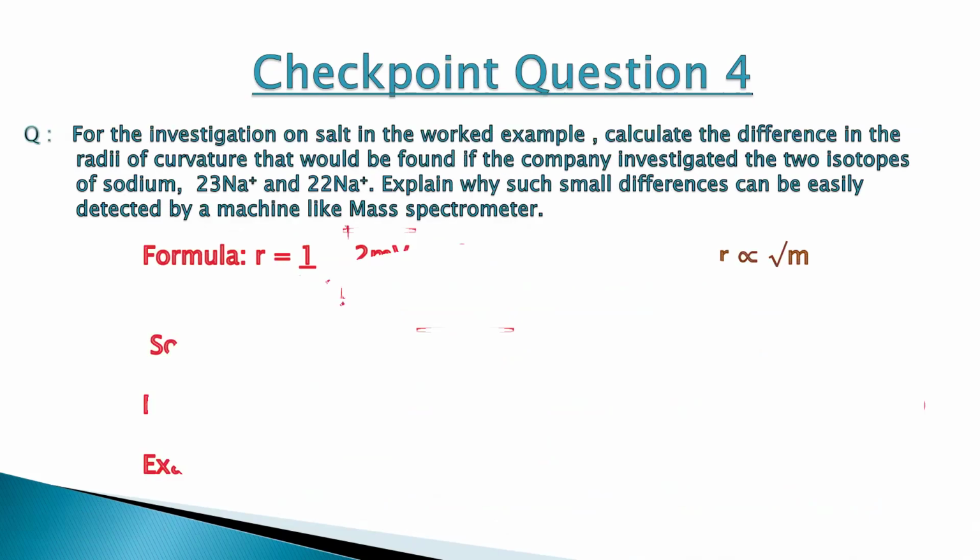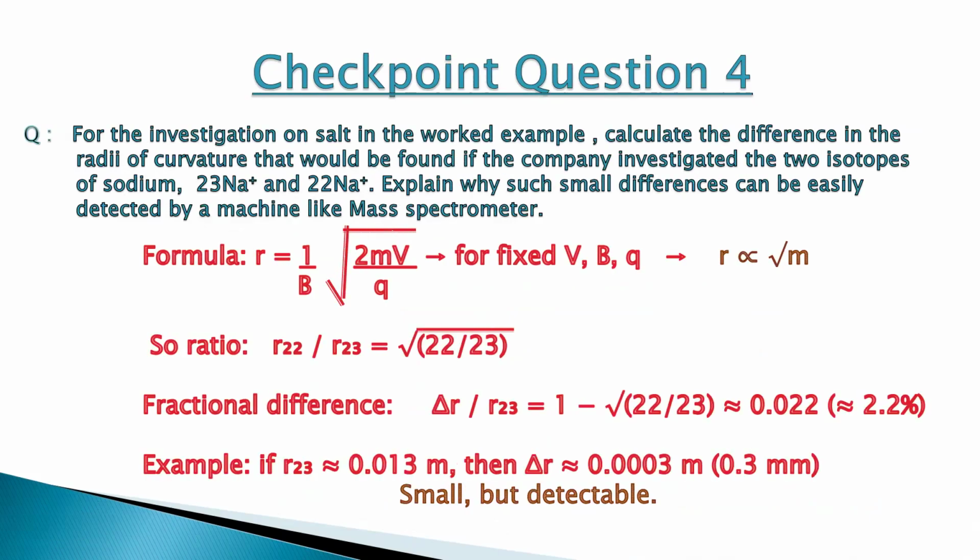For the investigation and solved in the worked example, calculate the difference in the radius of curvature that would be found if the company investigated the two isotopes of sodium, sodium plus 23 and sodium plus 22. Explain why such small differences can be easily detected by a machine like a mass spectrometer. Part 4 is about sodium isotopes in the mass spectrometer.